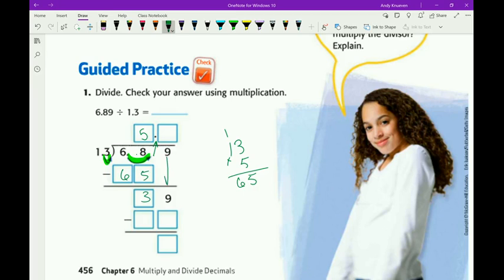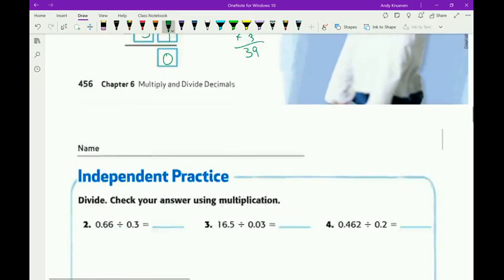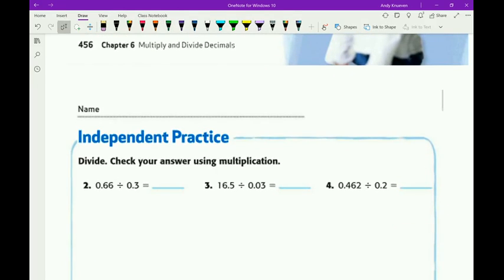I bring down that 9, show that arrow bringing it down. 13 goes into 39 3 times because 13 times 3, 3 and 3 is 9. 3 and 1 is 3 is 39. 3 goes up top. 39 minus 39, I get 0. So because we already brought that decimal up, our quotient looks good from the start, 5.3. Beautiful. Let's do an example down here.